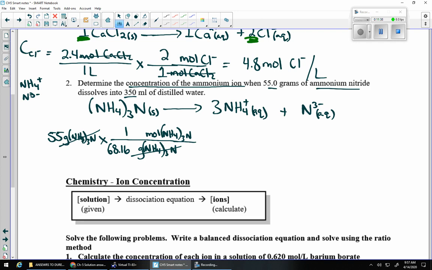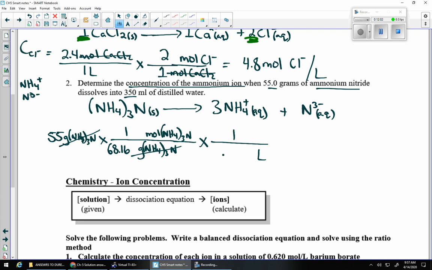So if we were to stop right here, if we were to put the brakes on, we could go through and say, okay, what do I have left? If I were to do this calculation, I would have the moles of ammonium nitride. Sweet. We don't want the moles of ammonium nitride. We want the concentration of ammonium nitride. So knowing that concentration is moles per liter, I essentially just need to multiply this by a conversion factor where I get liters in the bottom.